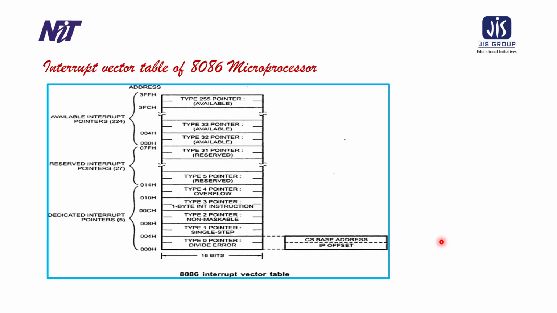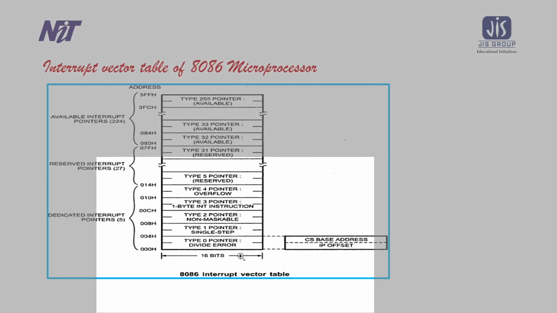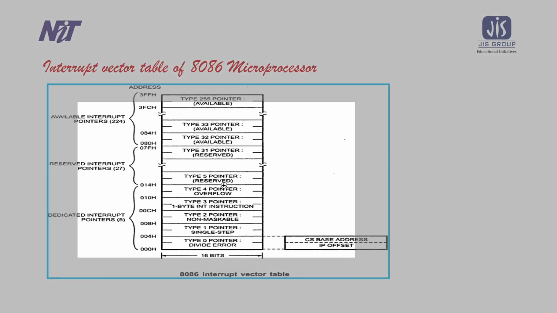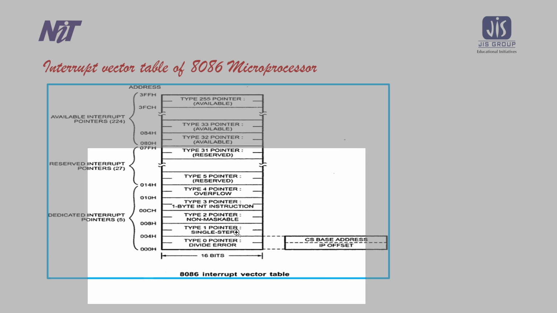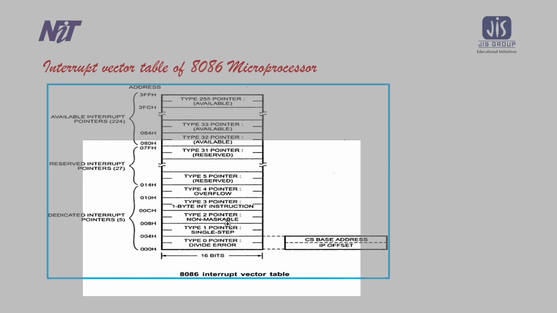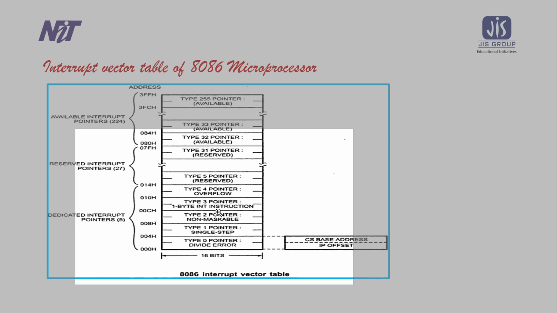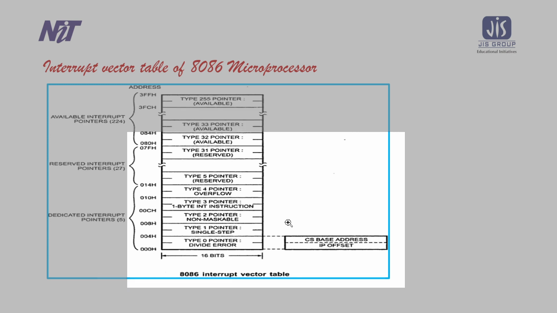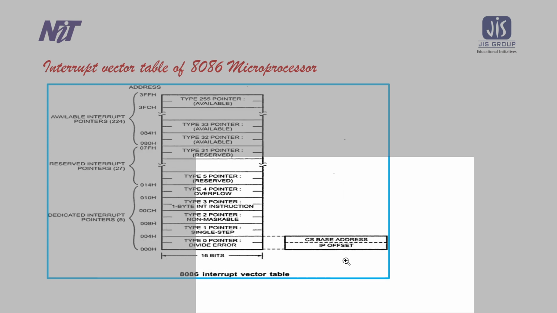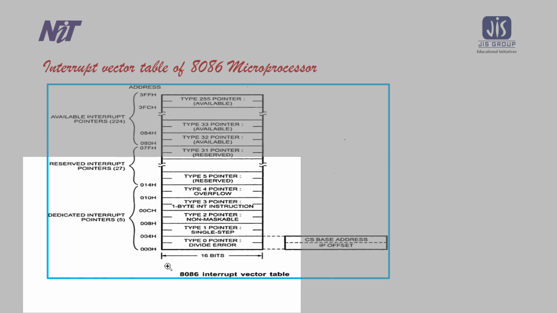So this is the diagram of the 8086 interrupt vector table. From the table, we can find there are different types of interrupts. Interrupts may be classified into different types. Type 0 is the divide error, type 1 is single step, type 2 is non-maskable, and types 3, 4, and 5 I will explain in the next slide. Now the CS base address and IP offset locate the location.